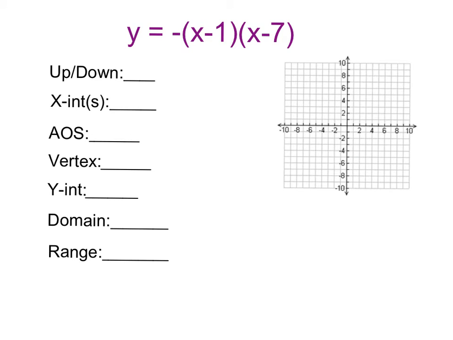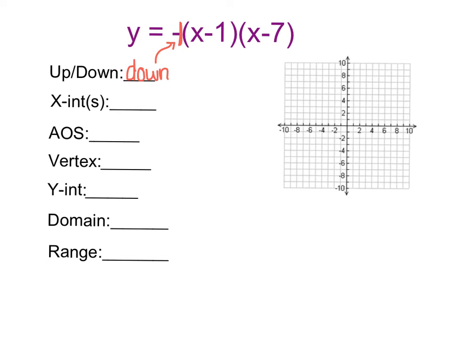So example 2, we start off the same way. We use our a value, which is this value out in front here, which is a -1, to determine how our graph is going to open up. And here we can see that our graph is going to open down, because our a value here is negative.